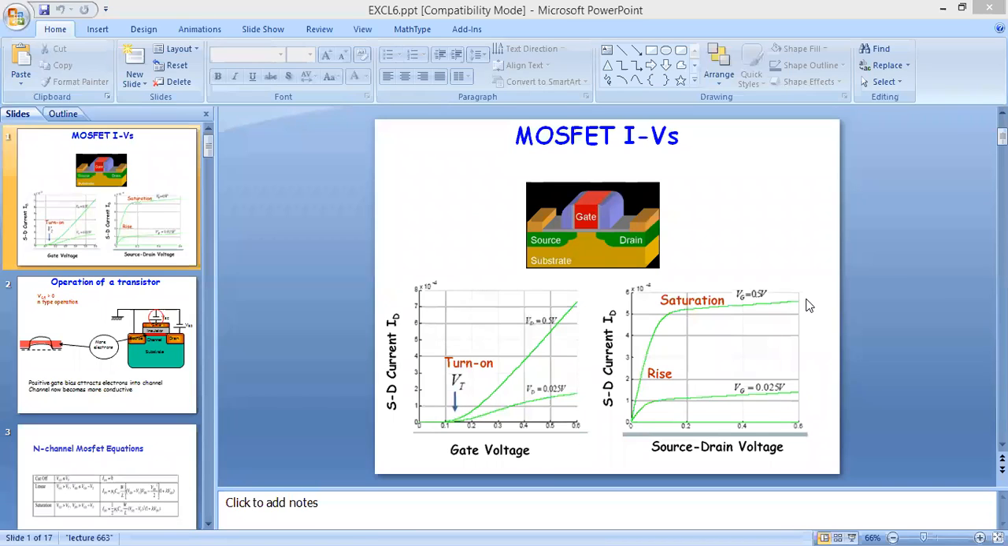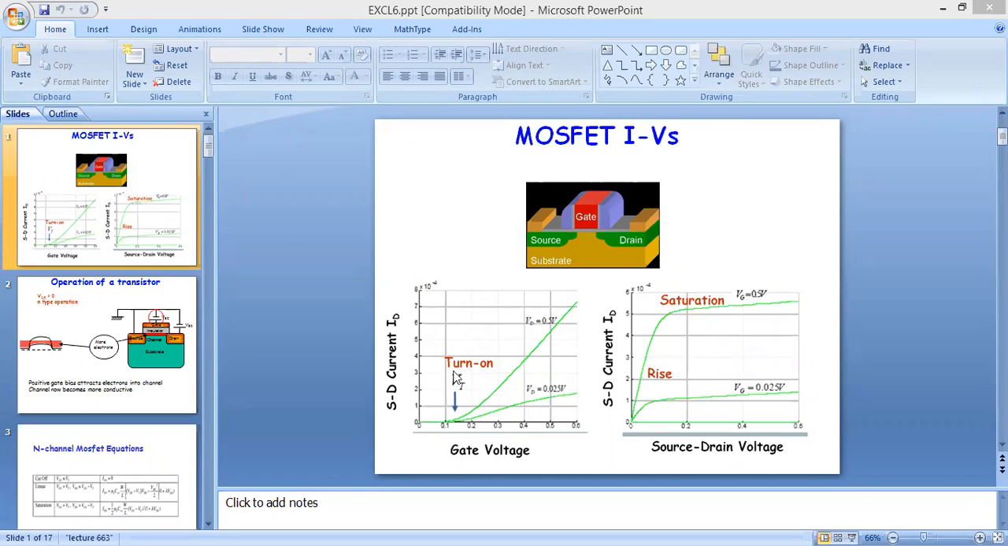MOSFET is also called an insulated gate field effect transistor. This device is called IGFET. Why? Because the current flowing through it can be controlled by applying an electric field. We call this device a voltage control device because its output current is controlled by applying a voltage. Here we are controlling the output current by the input voltage. That's why we call MOSFET an insulated gate field effect transistor. It is a voltage control device.